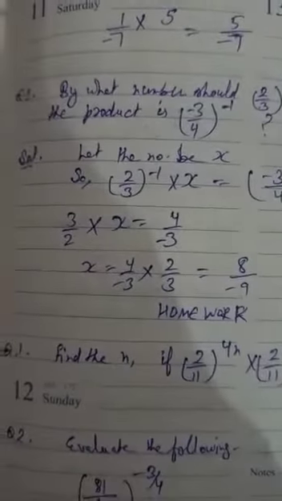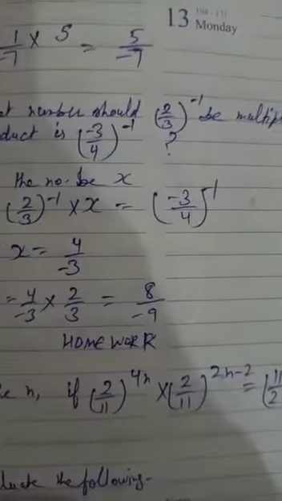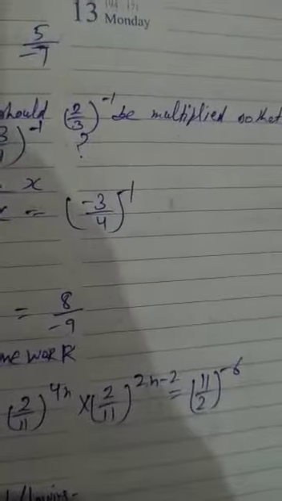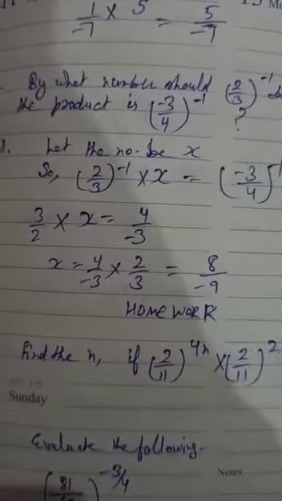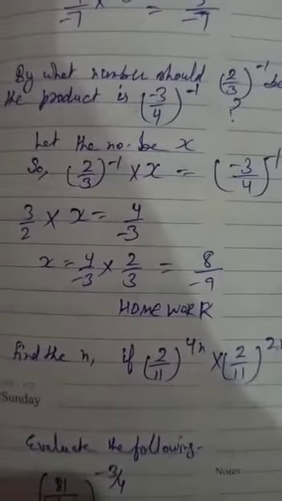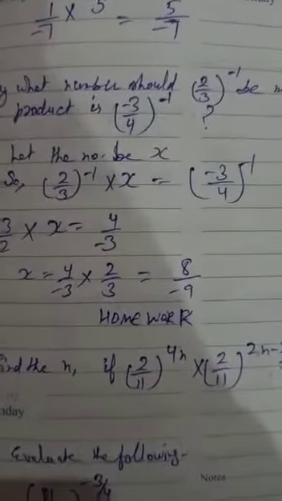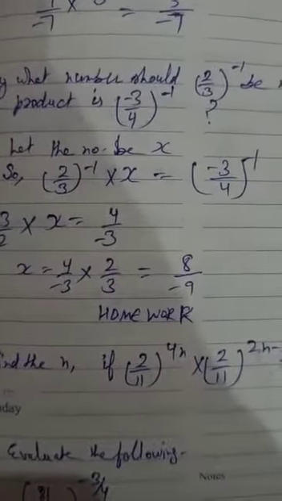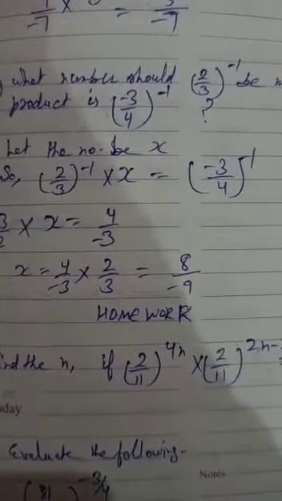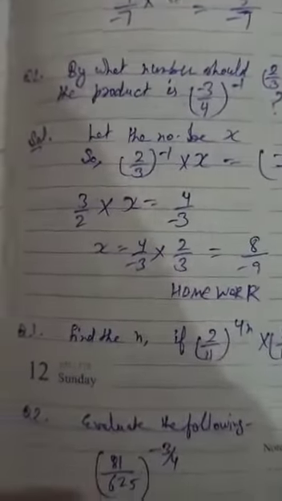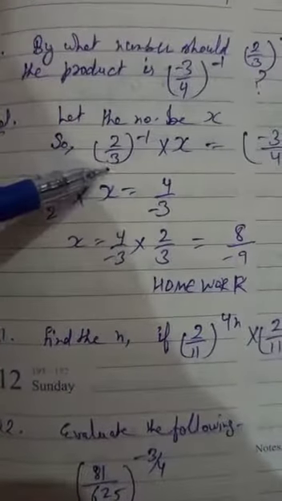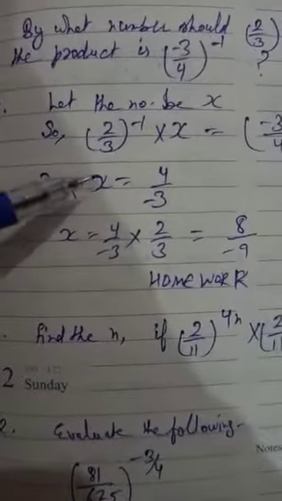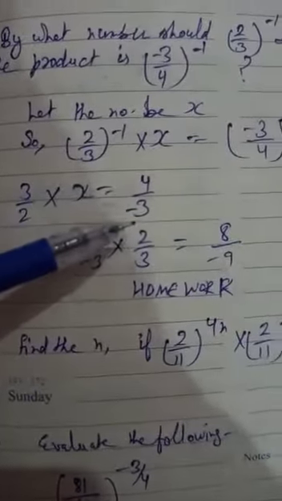Same as the next example. Question number 2. By what number should (2 by 3) to the power minus 1 be multiplied so that the product is (minus 3 by 4) to the power minus 1? Same again, let the number be x. So (2 by 3) power minus 1 multiplied by x gives (minus 3 by 4) power minus 1. Because there is a negative exponent, we make it positive, so let's take the reciprocal. 3 by 2 multiplied by x equals 4 by minus 3.